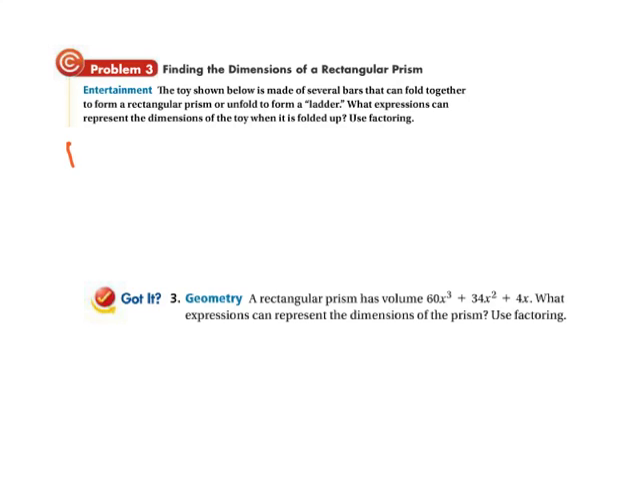So if we have that the volume equals 6x cubed plus 19x squared plus 15x, we want to factor this. And since it's length times width times height, we should have 3 factors. So the first thing we look for is greatest common factor, which happens to be x.